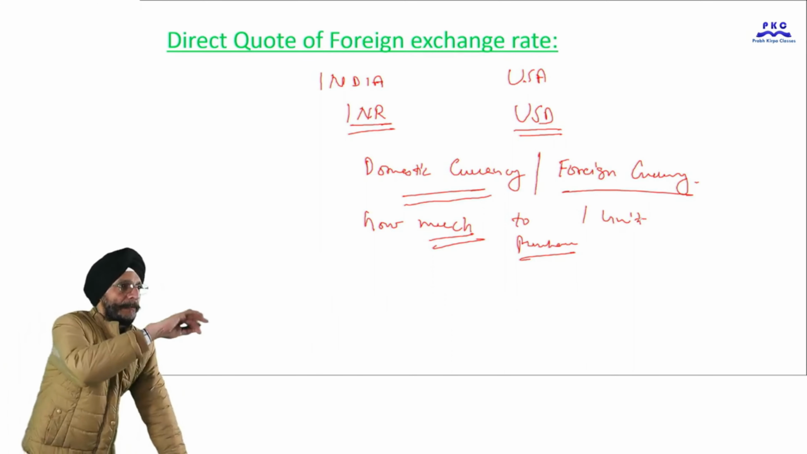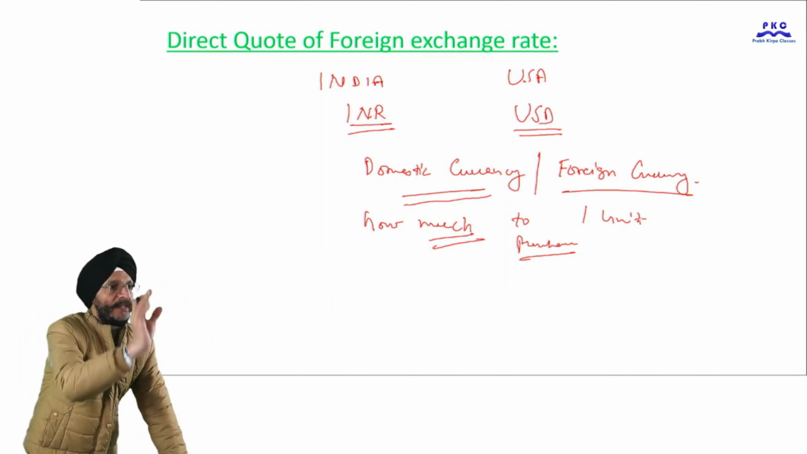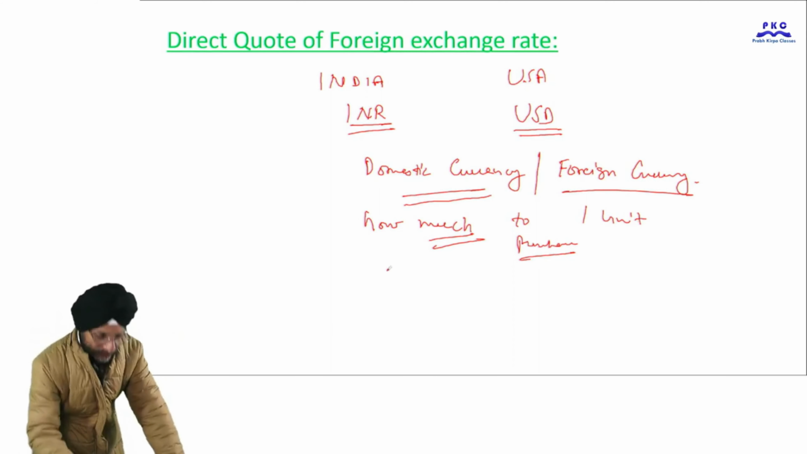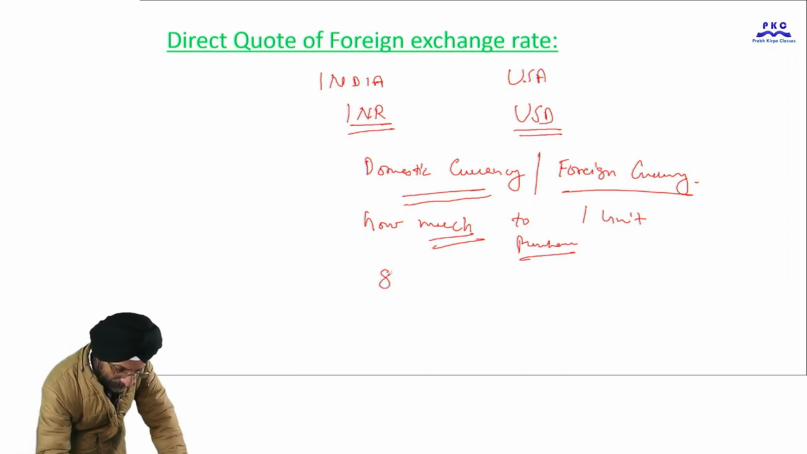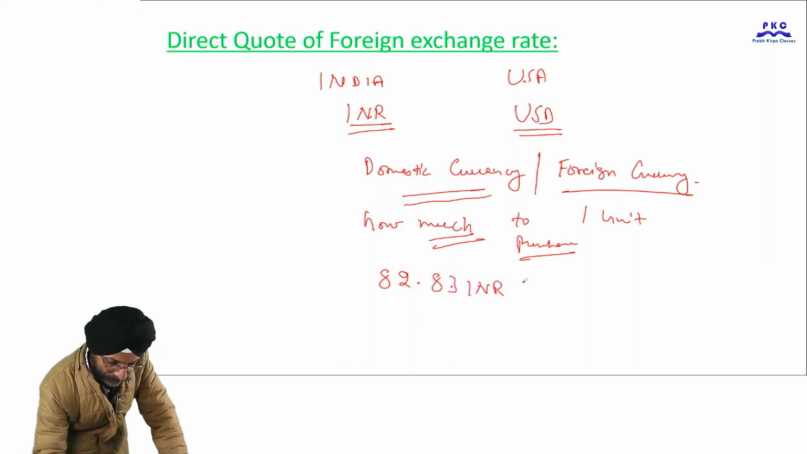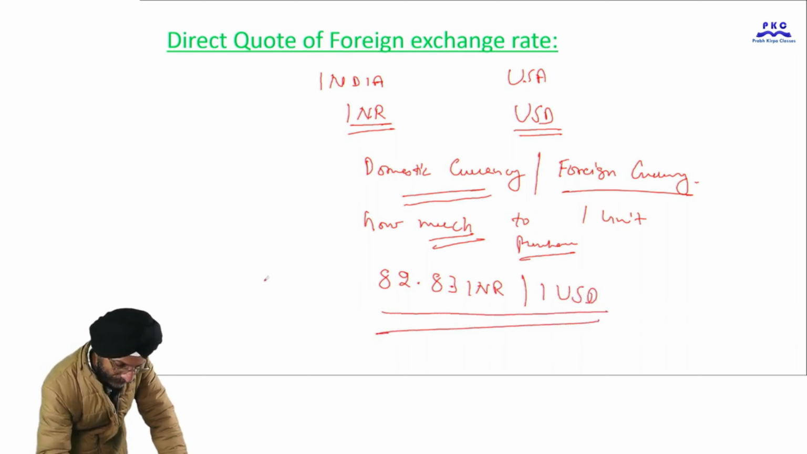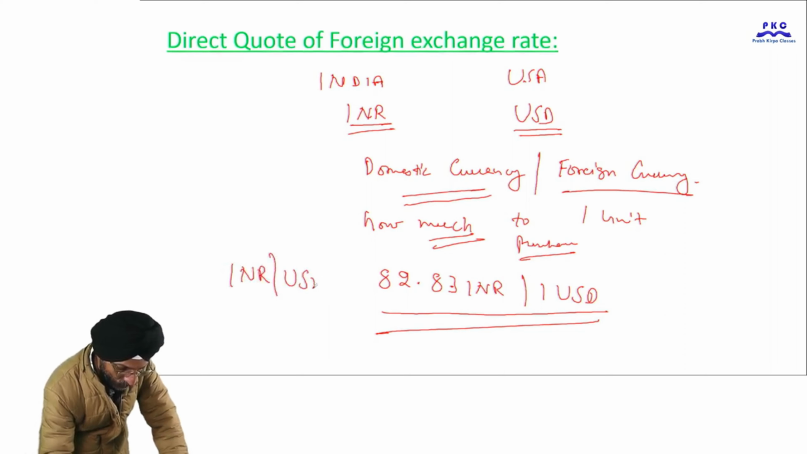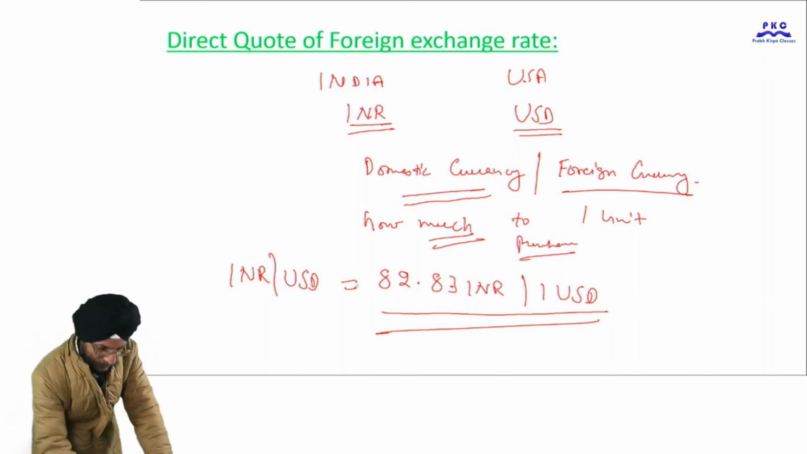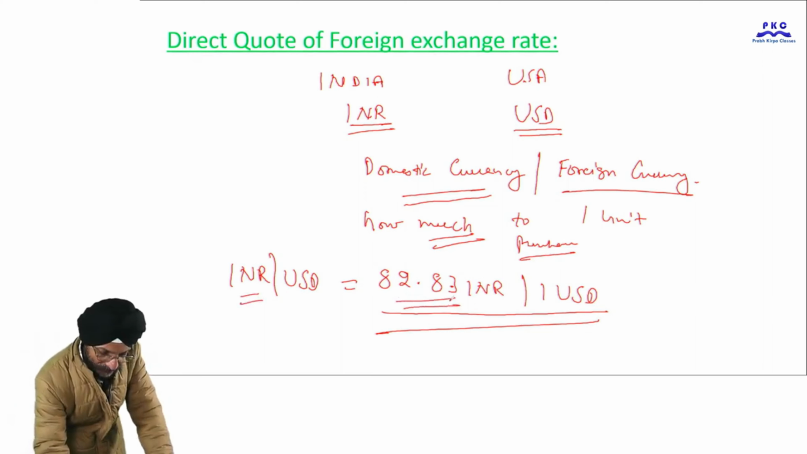If we take the example of Indian rupee and US dollar, what is the direct exchange quote? It is 82.83 INR for 1 USD. This is the direct quote. Here we are using INR over USD. Value of INR is 82.83.